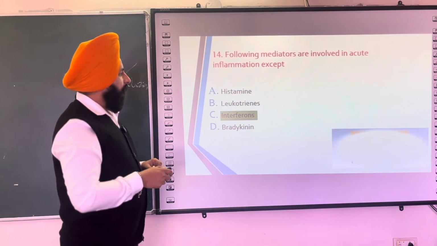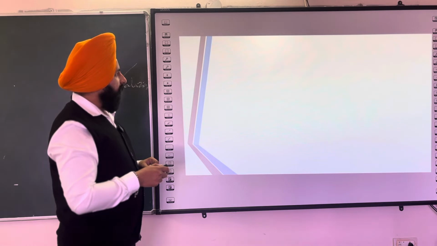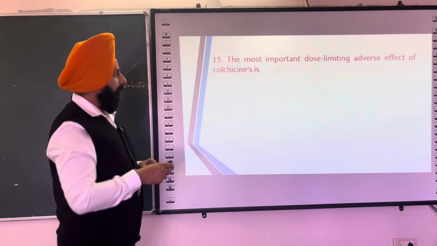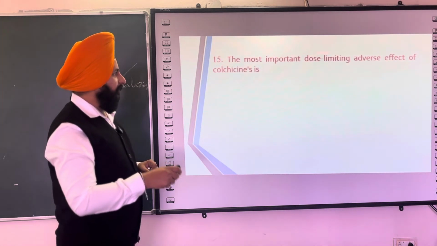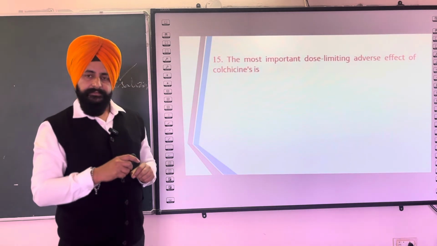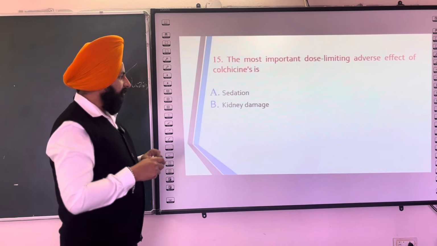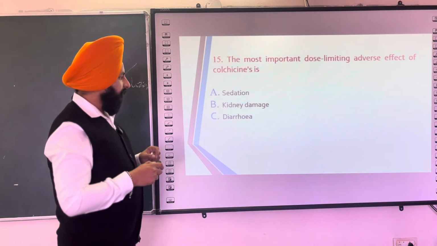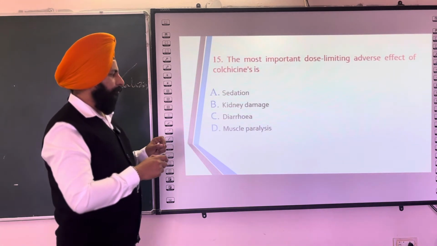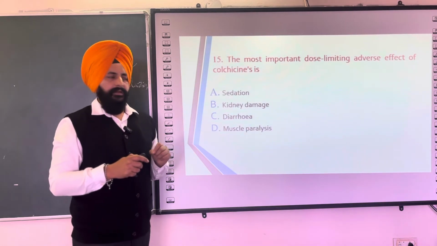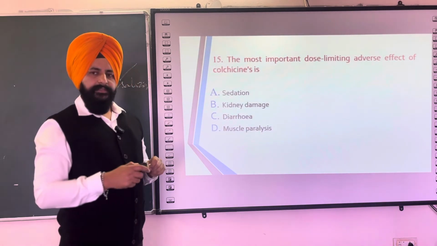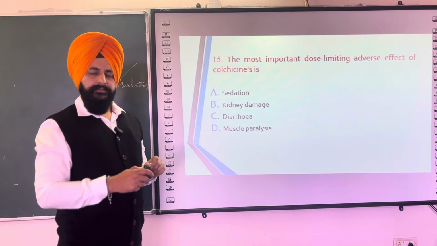The next question for this series is: the most important dose limiting adverse effect of colchicine is sedation, kidney damage, diarrhea, or muscle paralysis. Now choose the correct option for this question.